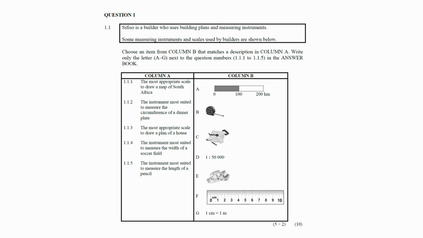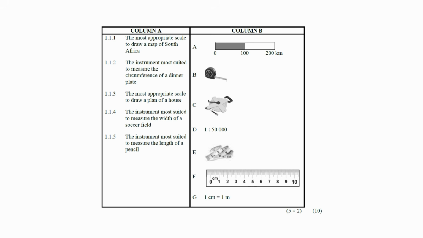Question 1.1 consists of 5 questions designed to assess your understanding of measuring tools and map scales. You are given 2 columns. Column A lists descriptions and column B lists measuring tools and map scales. You will have to match the item in column B with its description in column A.